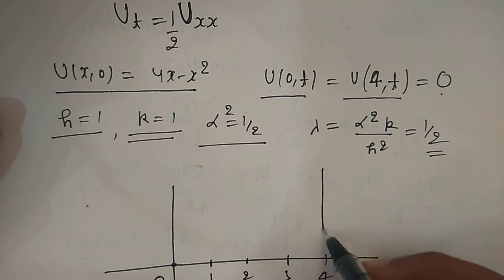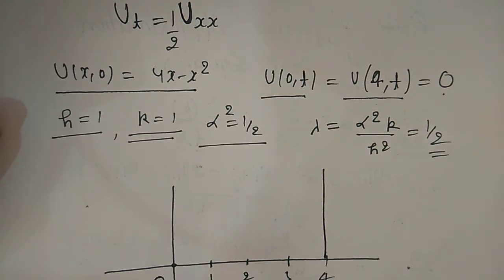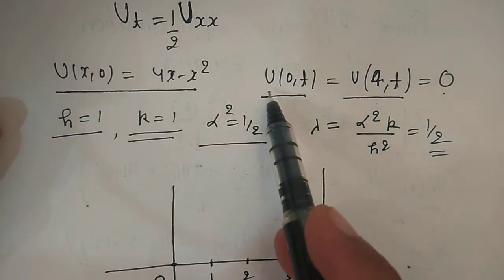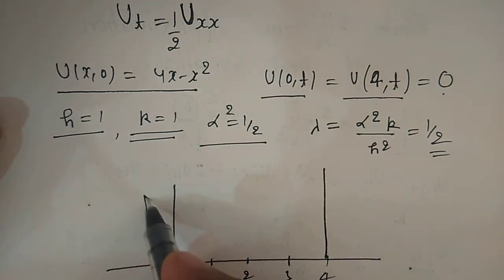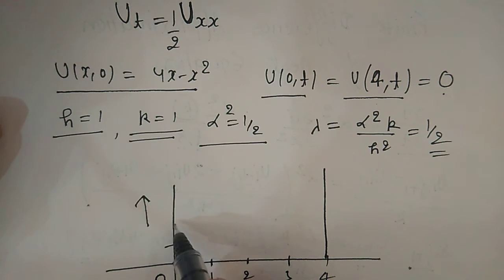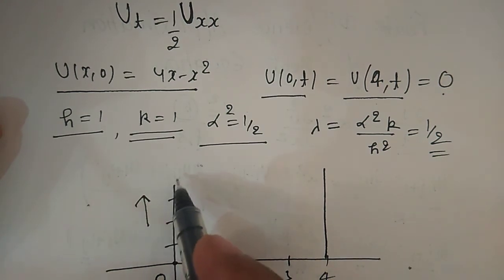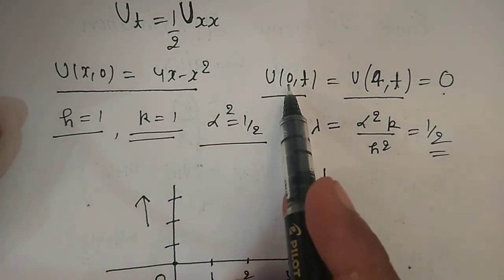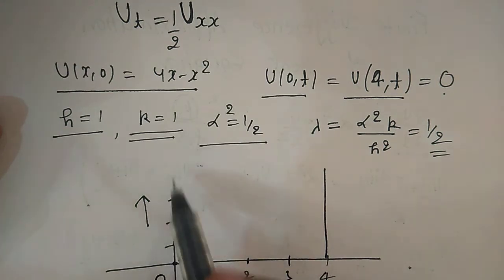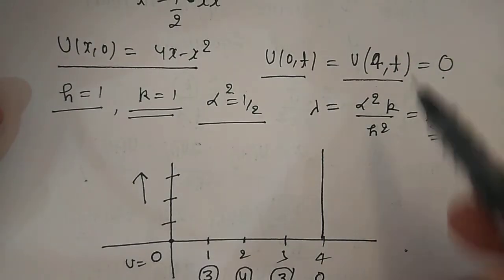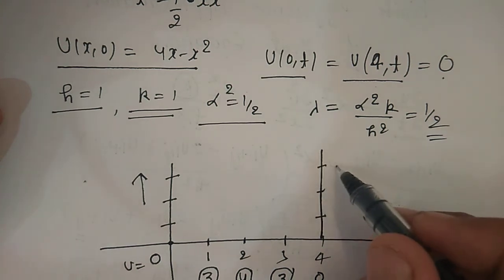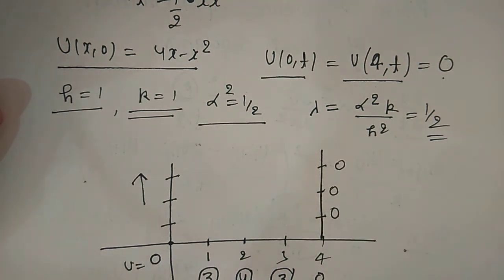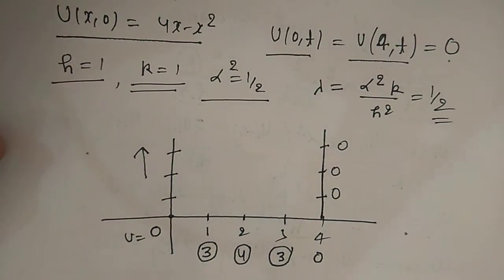Fine. So these are your u values, and the condition u(0,t) means x equal to 0, the y axis, which is the time level. So at this axis, u is 0, because x equal to 0 means the y axis, and the y axis means time. Similarly, x equal to 4 is this parallel line, and at this also u equal to 0. Fine. Now it's very simple.